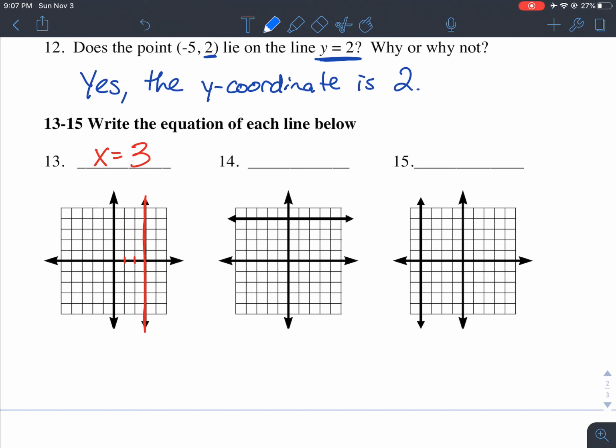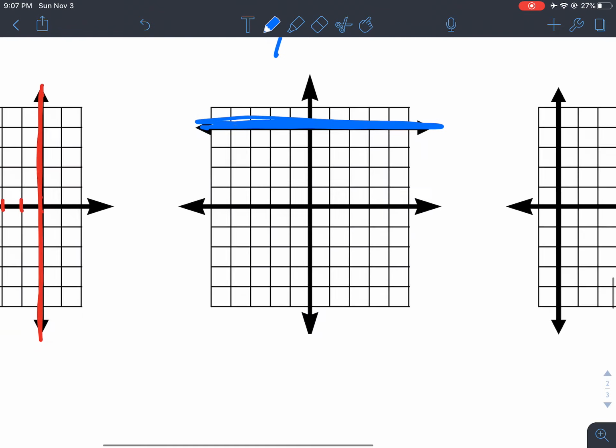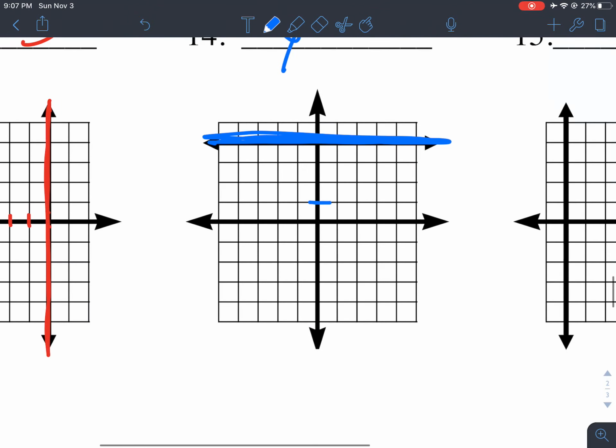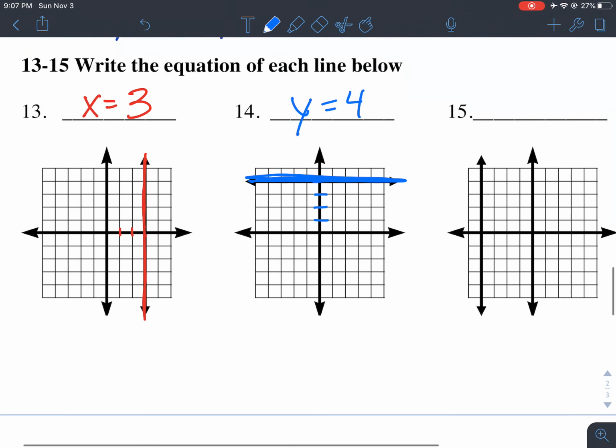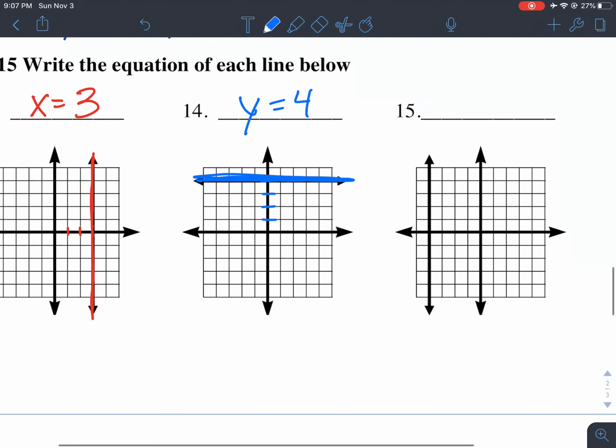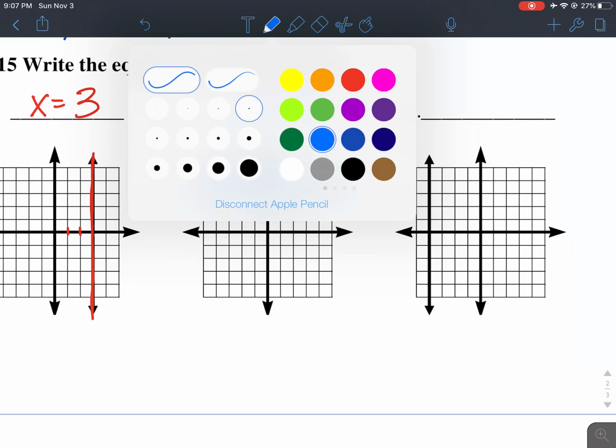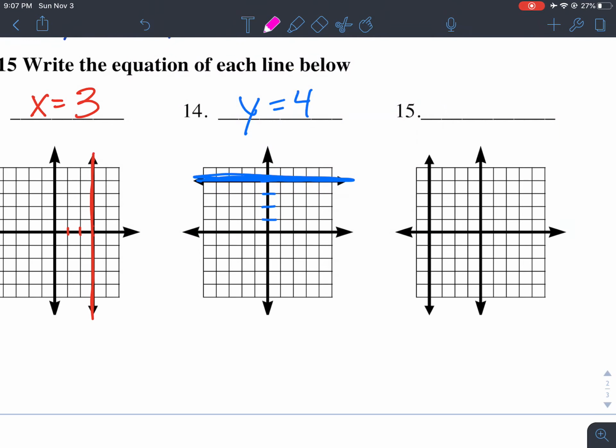For our next one, we see that it is a horizontal line. All the y values are the same. We just have to figure out what that y value is. And in this case, it's 1, 2, 3, 4 up. Y equals 4. Take a moment, pause the video, try the last example on the screen. When you've got your answer, resume and see how you did.